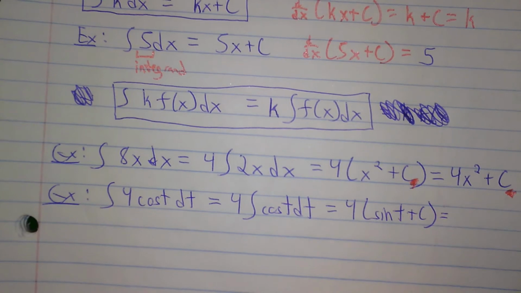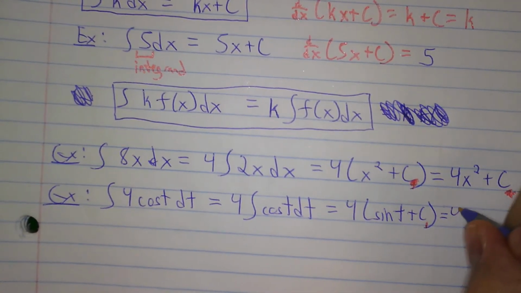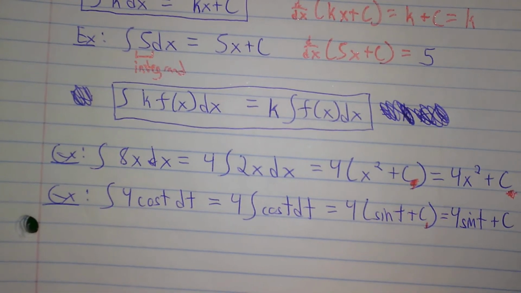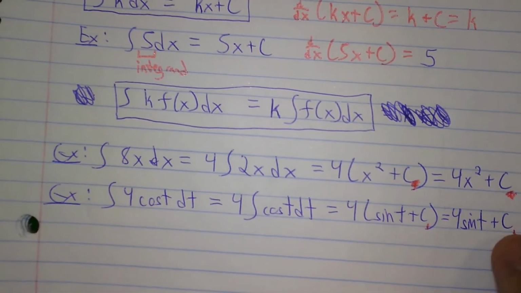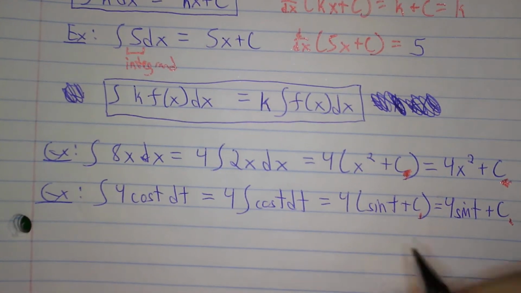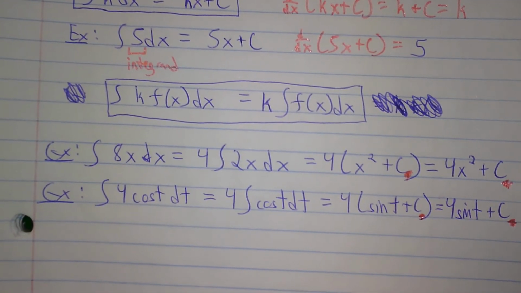Now again, this is like c sub 1. So if I multiply, I get 4 sine of t plus some c sub 2. I don't have to call it 4c sub 1. I just rename it c sub 2. But no one ever actually puts the subscripts down, so you just call it plus c.